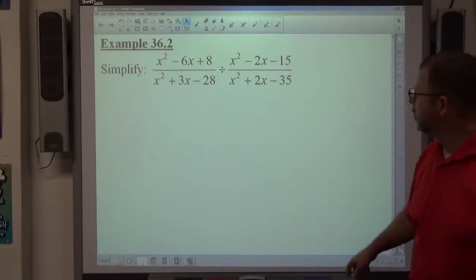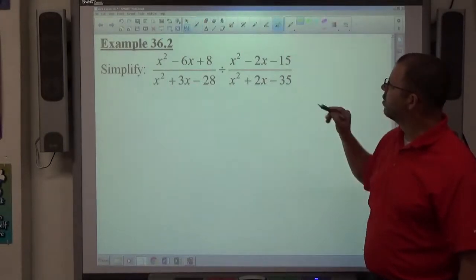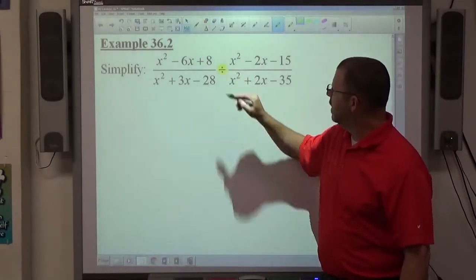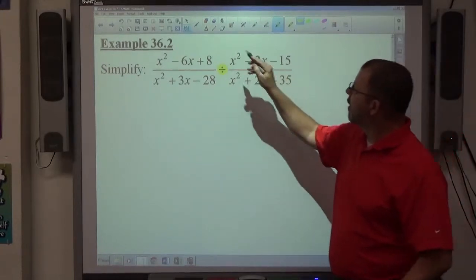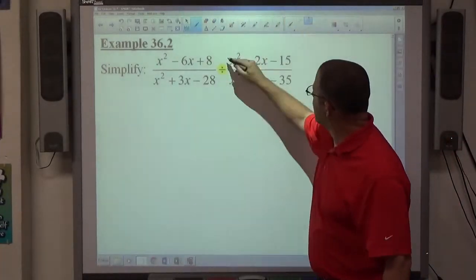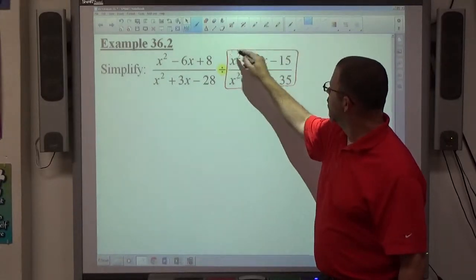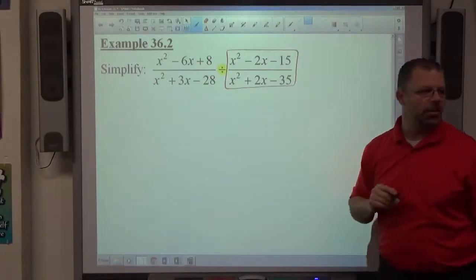Okay, look at example 2. The slight difference between examples 1 and 2 is a division sign instead of a multiplication sign. And again, you don't want to do division of fractions. You always want to do multiplication of fractions. When you're dividing, what you're dividing by is the second fraction. So I need to invert this fraction to change it into a multiplication problem.